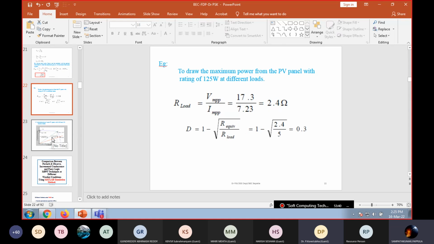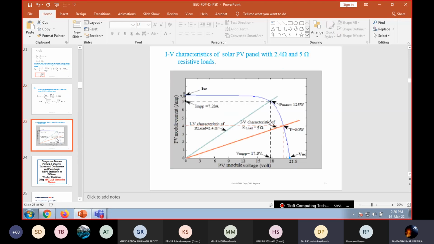And what is the load resistance? The load resistance, for example, is equal to 5 ohms. With respect to these two resistance values, what is the duty ratio? The duty ratio is equal to 0.3. That means if you maintain 0.3, then it reaches the maximum power point limits, right? So that is the explanation, taking one example here.